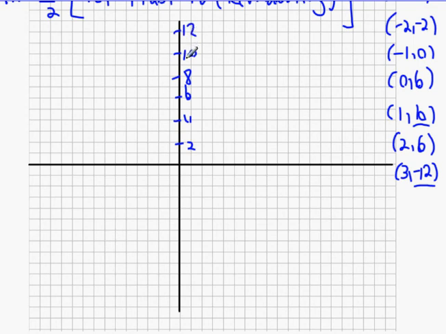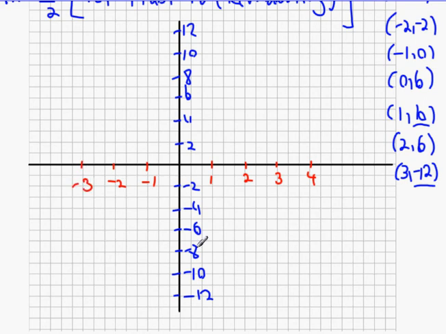Each block is still worth 1. I'm just counting up in 2s to make less work for myself. -2, -4, -6, -8, -10, -12. Now, I'm going to have to count across in ones. 1, 2, 3, 4. Then we have -1, -2, -3.